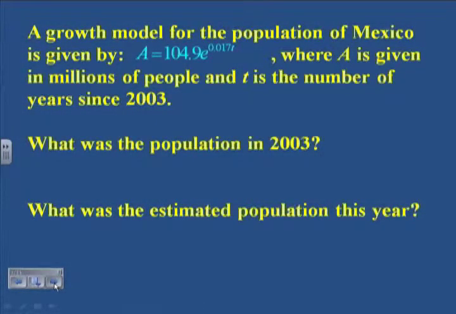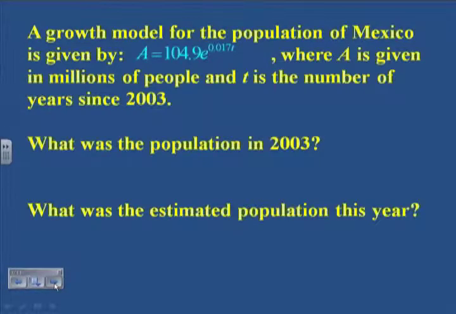And we came up with, from somewhere, a population model for Mexico. Don't know how accurate this is, but we'll work with it, okay? And A is in millions of people. It's always important to know in what units you're working. And T is how many years since 2003. Okay, so the first question that I ask as we try to use this particular exponential model is, what would the population have been in 2003?